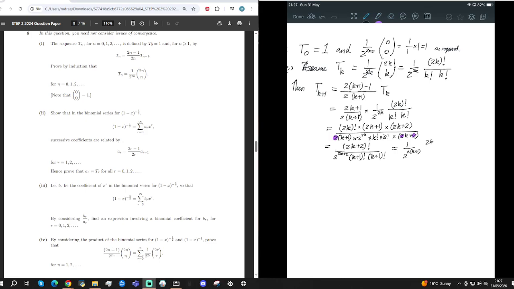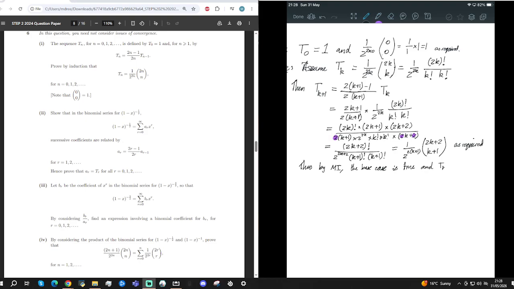And all the factorial nonsense is exactly 2 to the k, 2k plus 2, choose k plus 1, which is exactly what the formula was predicting, as required. Thus, by mathematical induction, the base case is true. It's true.